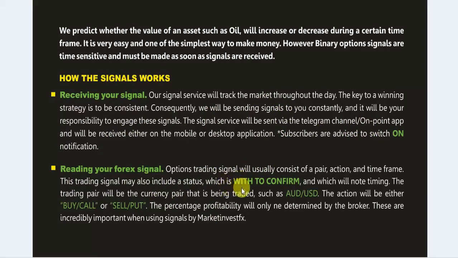When the signal comes to your phone, it comes with a pair. For example, Euro USD is a pair. It comes with an action: buy or sell, call or put, and then a time frame. So it comes like this: buy Euro USD for 5 minutes. The action is buy, Euro USD is the pair, for 5 minutes.